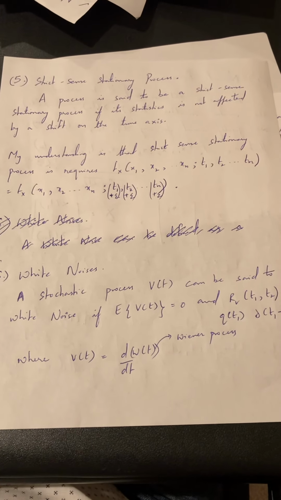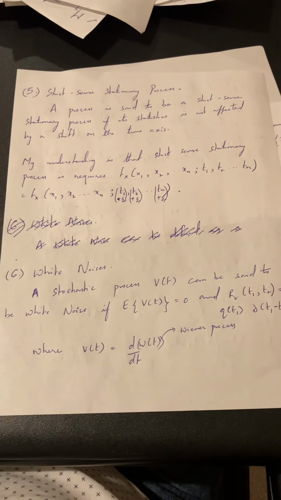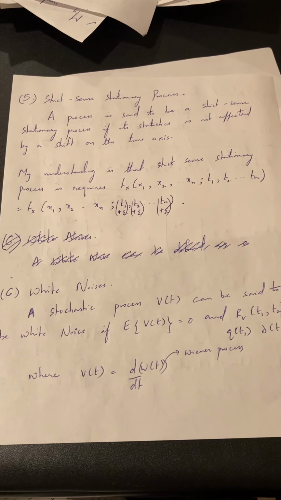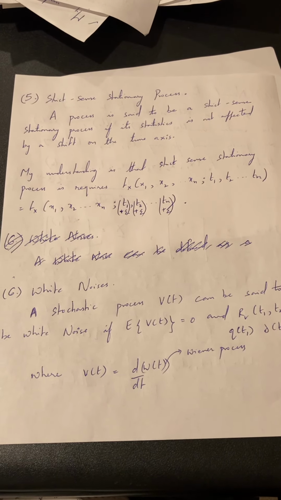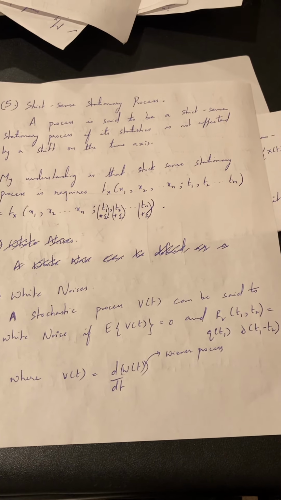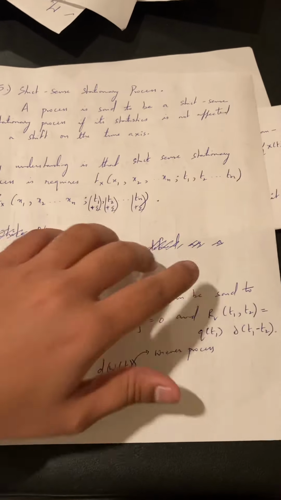Coming to white noise, the sixth one. A process v(t) is said to be white noise if it is a differential of the Wiener process, and the expected value of v(t) is 0, and the autocorrelation R(t1, t2) is defined by this equation.